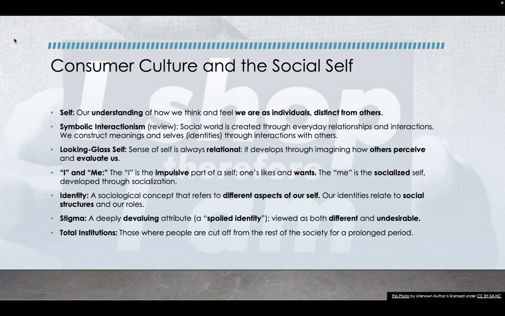And then finally, we end with Goffman's work on total institutions. Now, up until this point, we've talked about social institutions. Remember, we gave examples of how things like family, religion, education, politics, these are all social institutions in that they organize our everyday lives, and they also provide structure to how we organize our society. Now, total institutions are regular social institutions, but they're places where people are cut off from the rest of the society for a prolonged period.